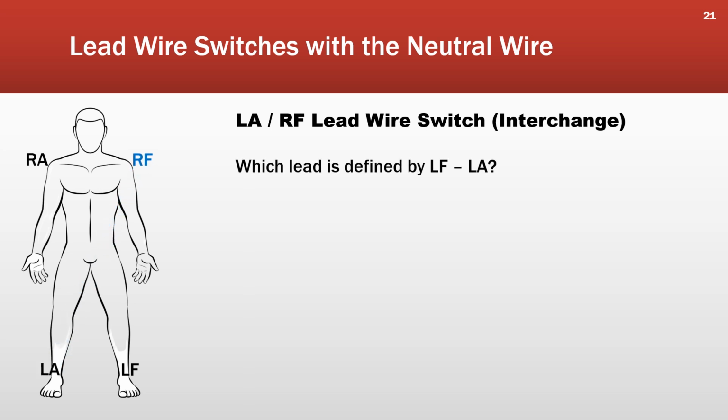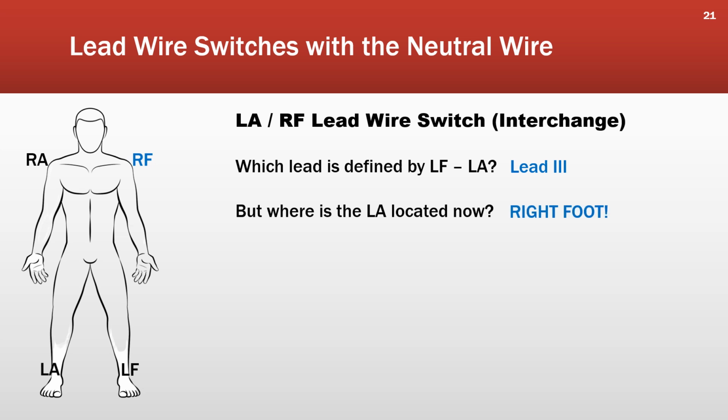So which lead now is defined by the left foot minus the left arm? Well, that's lead 3. It runs between AVF and AVL. But where is the left arm located now? Well, it's on the right foot. And what's the significance of that?